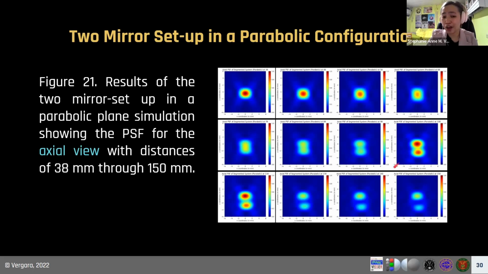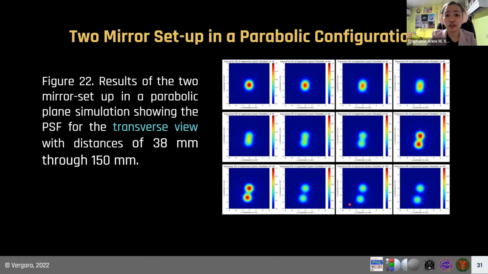Also, at the last three PSF profiles, it is apparent that once the airy disks of the two mirrors have separated, the second mirror here appears fainter and fainter as the distance increases.